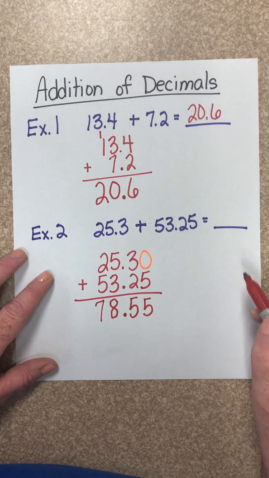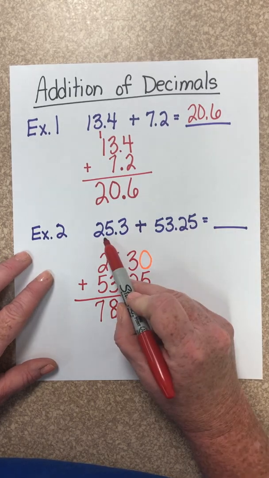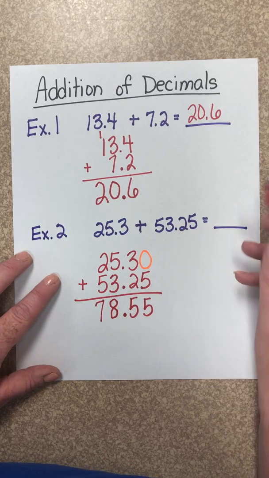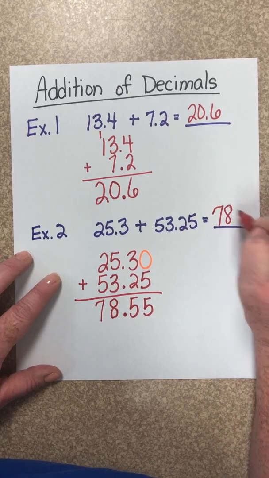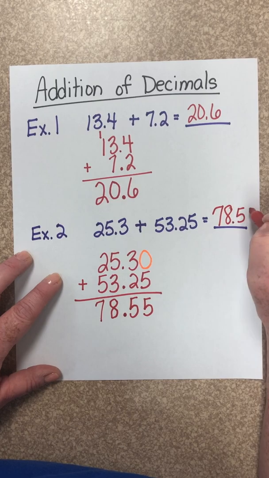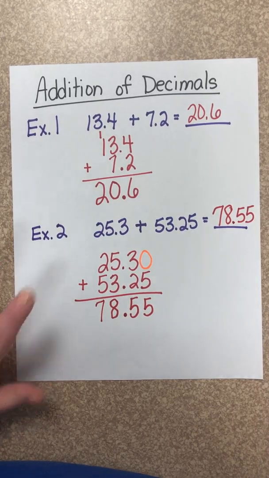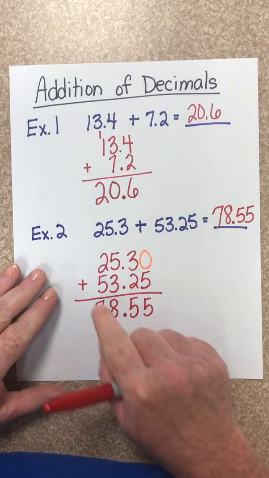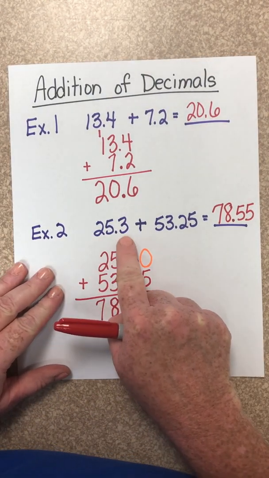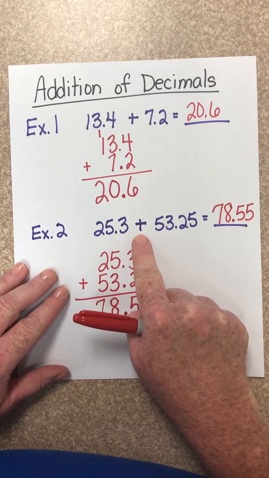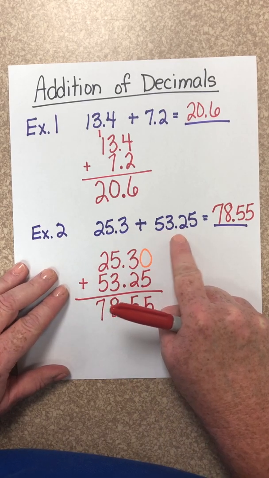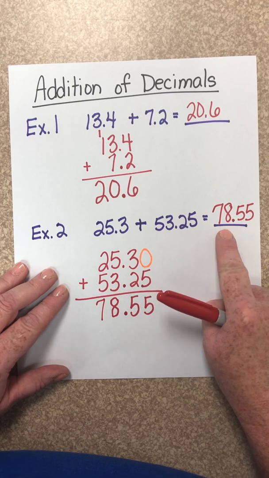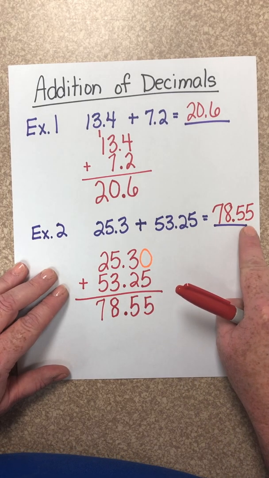Now let's go back to the problem. 25.3 plus 53.25 equals 78.55. Well, let's go back and read this correctly. 25 and 3/10 plus 53 and 25/100 equals 78 and 55/100.